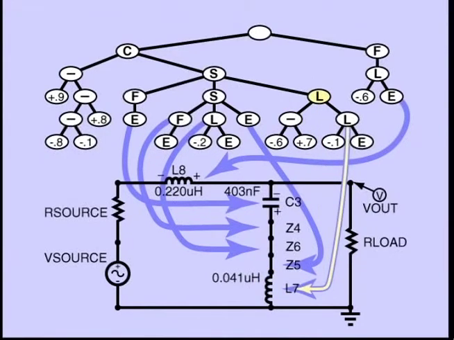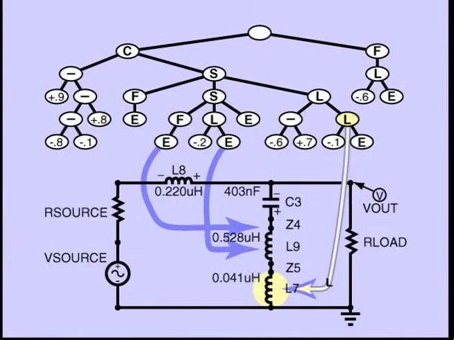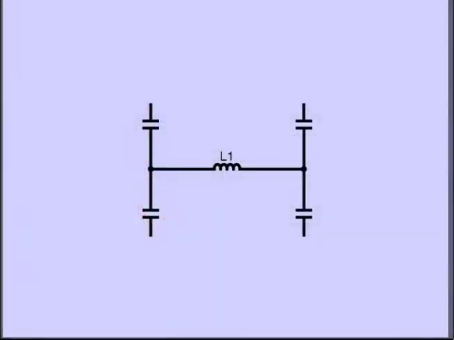The end function E at the far right of the screen then ends the development of this particular path, as does this end function and other similar end functions later. Modifiable wire Z4 is flipped, inductor L9 is inserted in lieu of modifiable wire Z6, and inductor L7 is changed in value to 0.753 microhenries. Continuing in the same fashion, we get a fully developed electrical circuit.